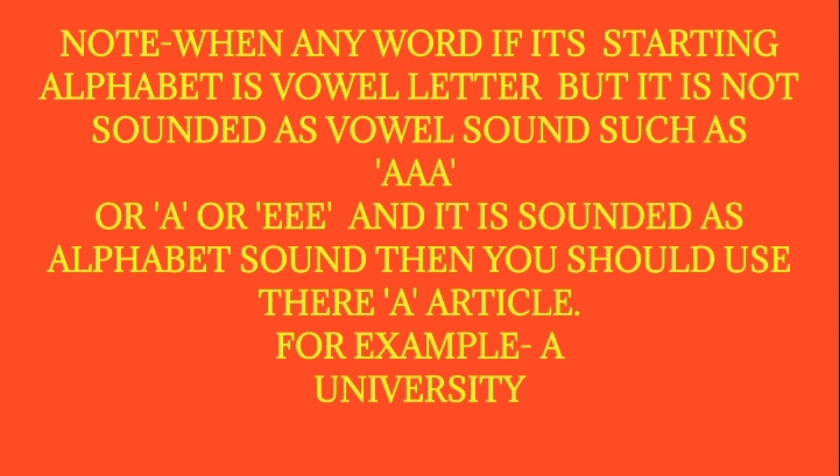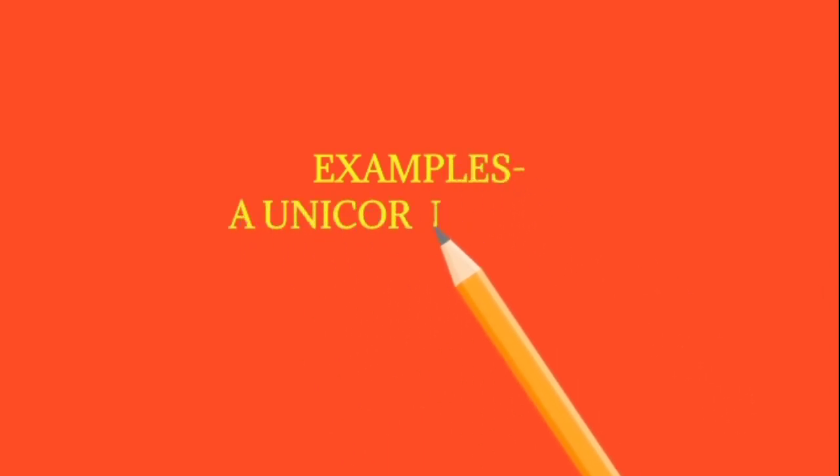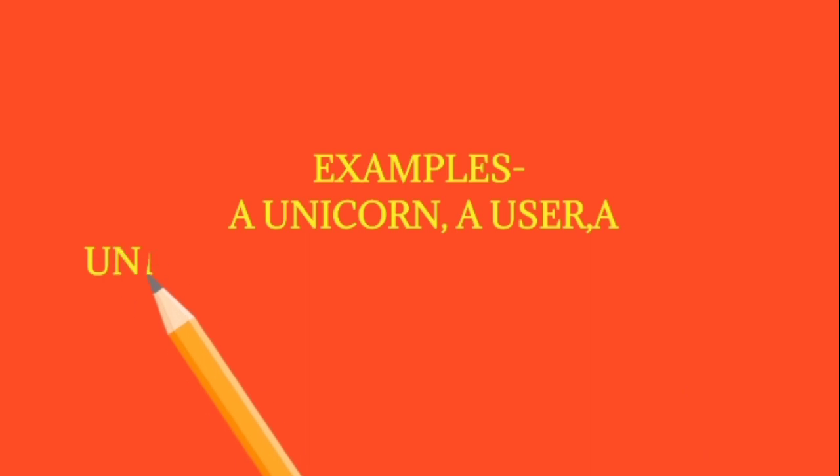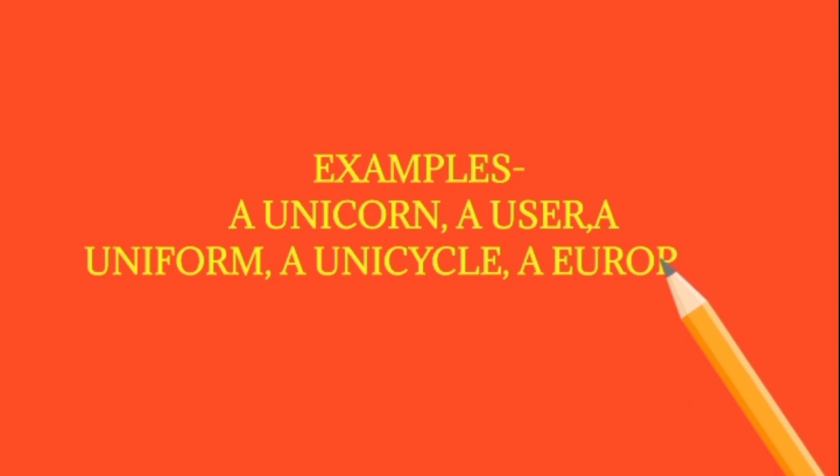It's very, very important. Second example is a uniform. Of course, the U alphabet is a vowel letter, but it does not have the sound A or E. We are pronouncing this word as uniform, so you have to use the article A here. Let us see a few more examples. A unicorn, a user, a unicycle, a European.